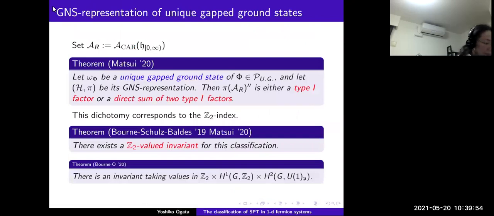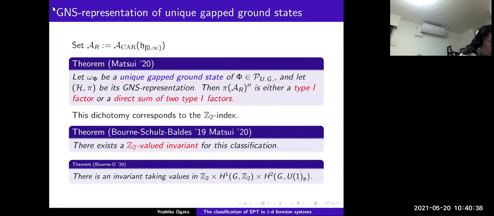So now I'd like to come back to our original problem of finding this index. And as in most of the work in this topological phase business, what is good to do is to look at the half of the system. And what is crucial, so let me denote the half of the chain by AR for the rest of the talk. What is crucial for us is the following Matsui's theorem, which says the following. Let omega phi be a unique Kaplan state of even interaction.